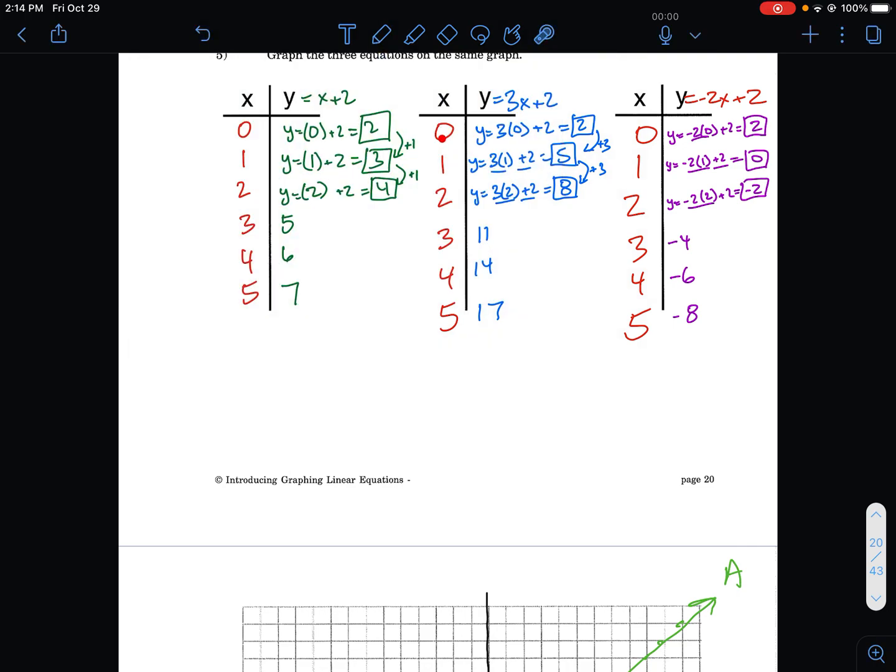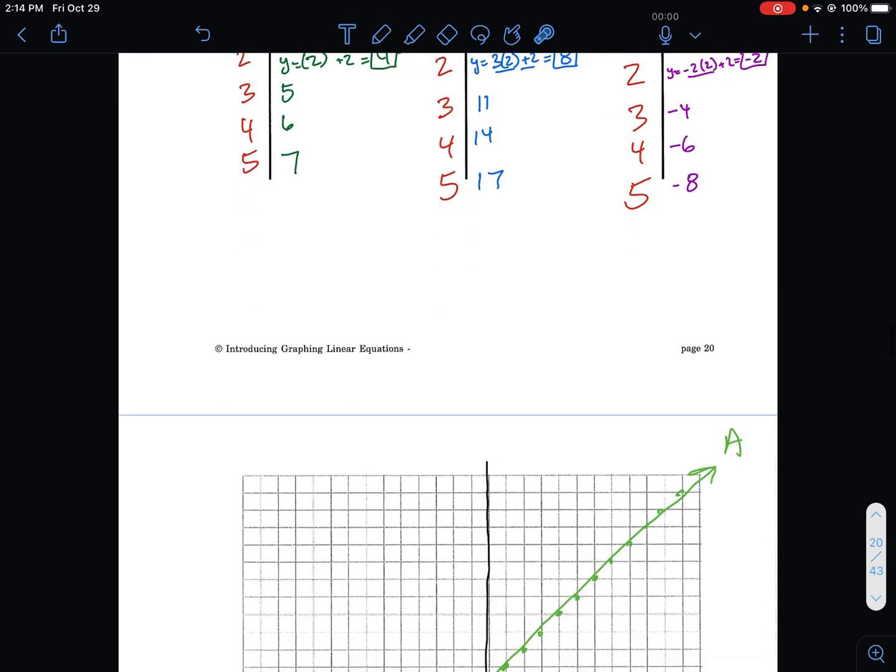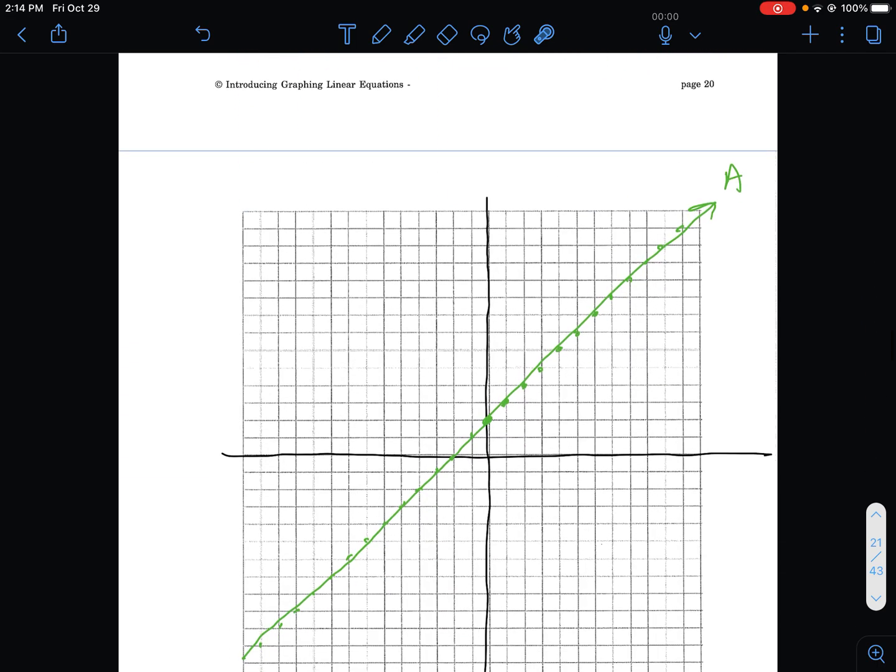We've got 0, 2, 1, 5, 2, 8. 0, 2, and 0, 2 is the same point. 1 and 5, 2 and 8. 1, 2, 3. And it looks like it goes up by 3. Up by 3 over 1, up by 3 over 1.